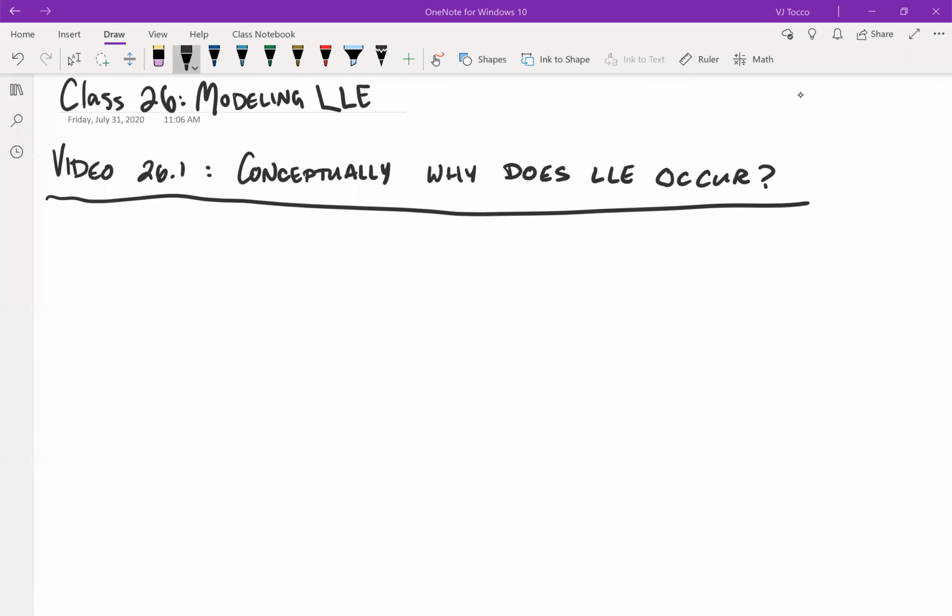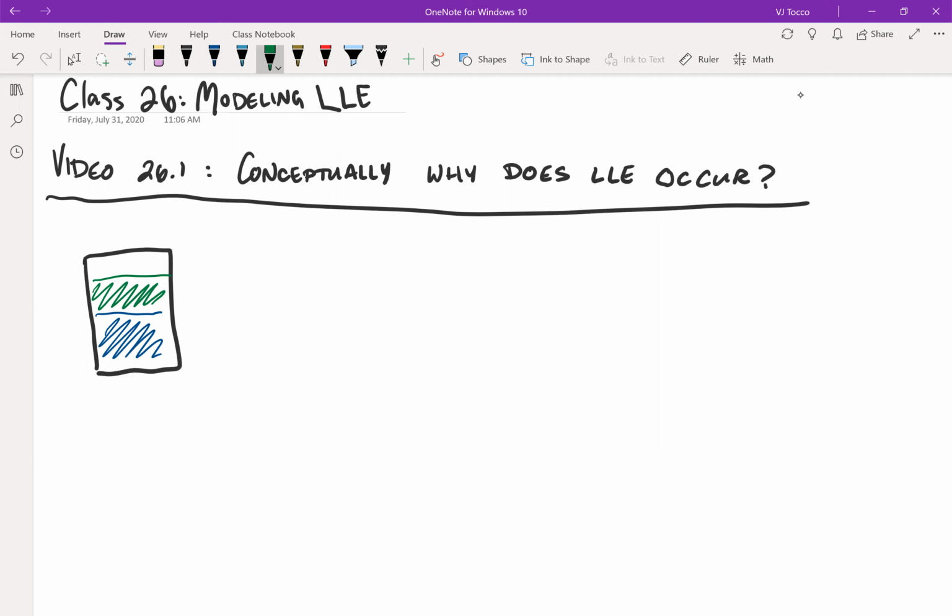Today we'll continue discussions of liquid-liquid equilibrium, and I wanted to go back to a question that I initially asked in the last class, which was conceptually, why does liquid-liquid equilibrium occur? At first glance, if you look at a bottle of salad dressing that's in your fridge, it doesn't really make a lot of sense, right? Why should a liquid mixture phase separate into two separate liquid phases?